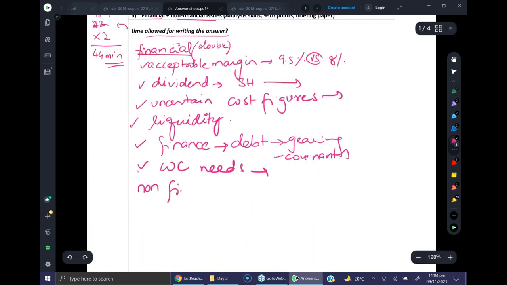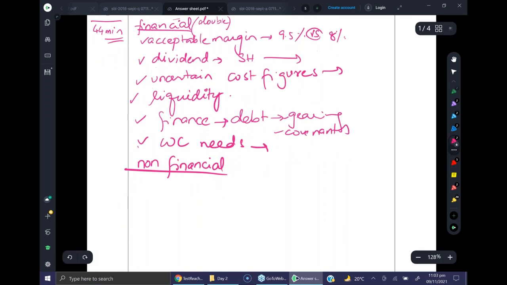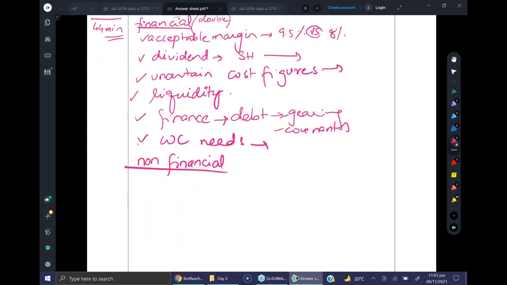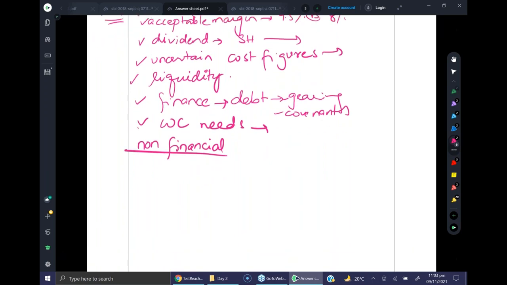Non-financial, can you guys quickly tell me some of the non-financial things we were able to highlight from the exhibits, or generally your own ideas? Reading this case study gives you some ideas of what non-financial factors might be. I would like to hear from you. Any 3-4 points? I know at this time the energy level is going down, but one last effort.